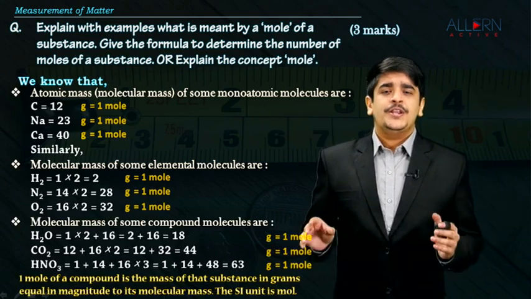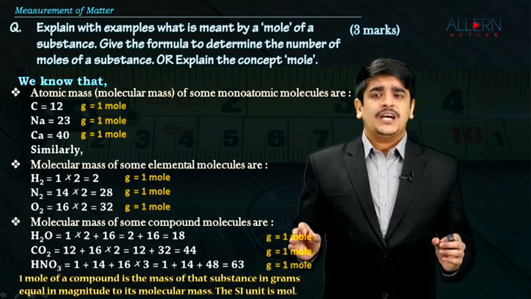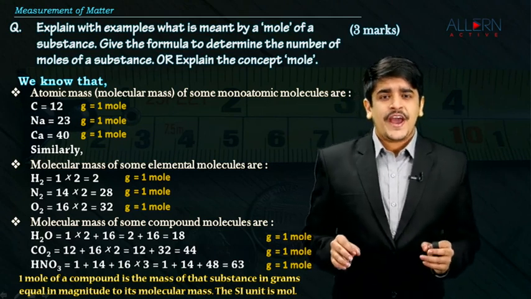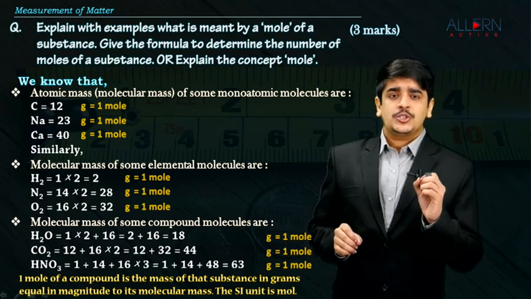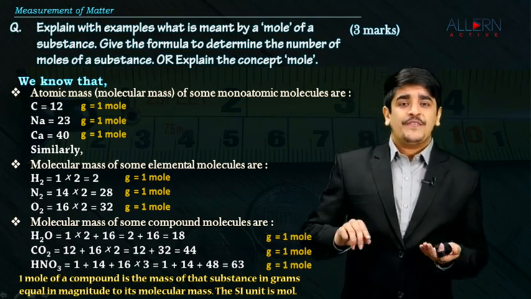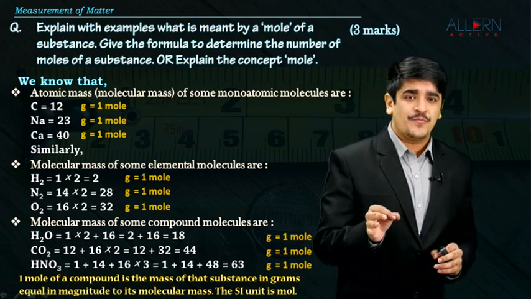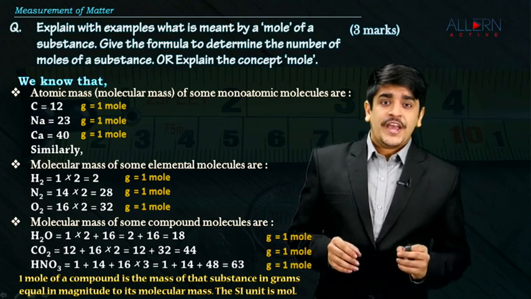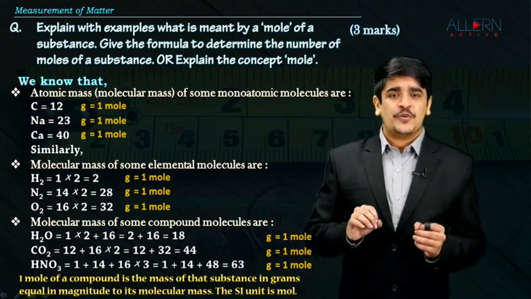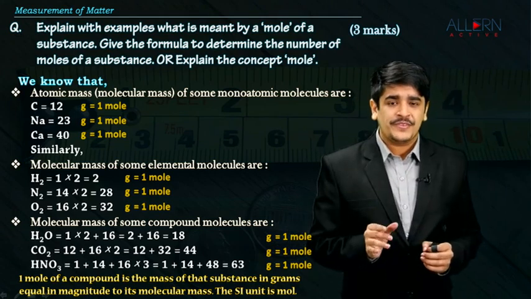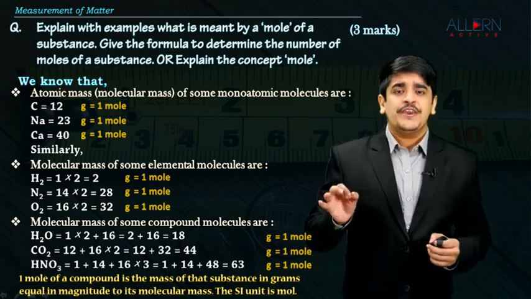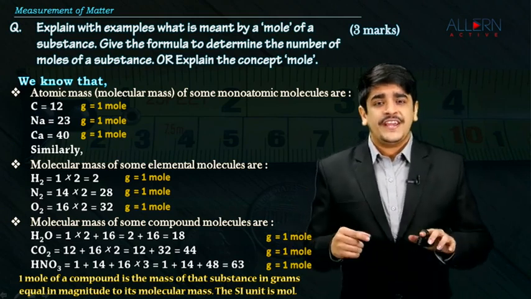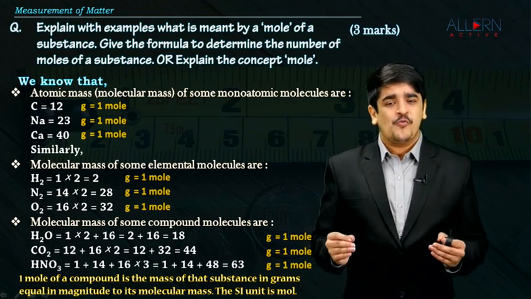Let's begin. Now understand, we know that the atomic mass of a particular element has been given to us. For example, if I have carbon, its atomic mass is 12. But if I have 12 grams of carbon, I have 1 mole of carbon. In a similar manner, the atomic mass of sodium is 23. If I take 23 grams of sodium, then I have 1 mole of sodium. And finally, you guessed it right, if I take calcium, the atomic mass of calcium is 40. If I take 40 grams of calcium, then I have 1 mole of calcium.